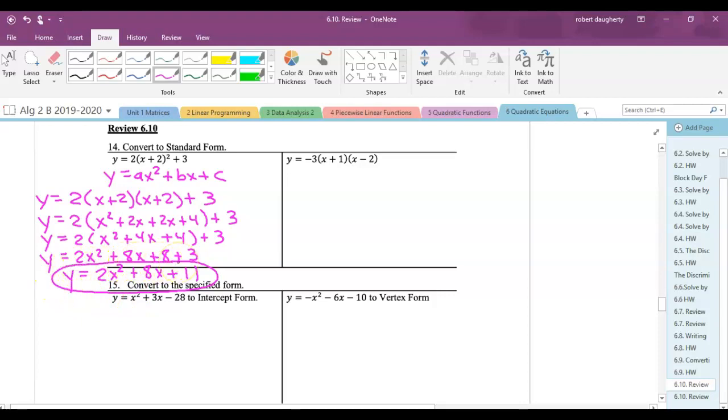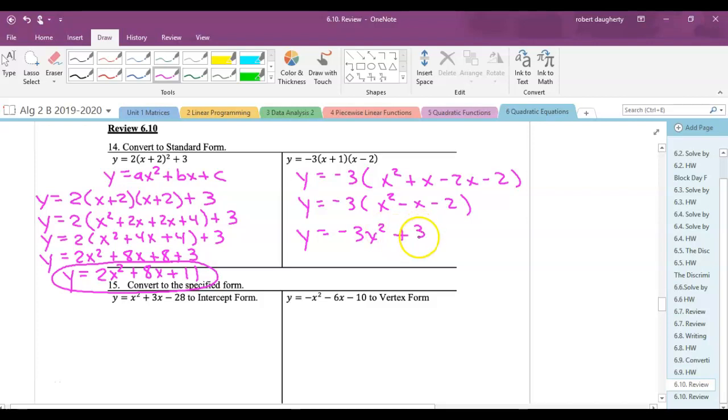Okay. Convert to standard form. Again, the only way to do this is just to multiply out what you see. y is equal to negative 3 times, when I multiply this, I get x squared plus x minus 2x minus 2. So y is equal to negative 3 times (x squared minus x minus 2). y is equal to negative 3x squared plus 3x plus 6.